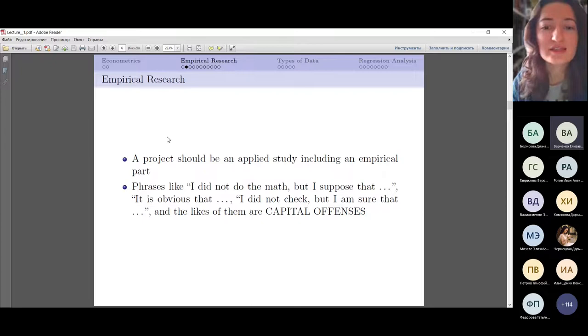So phrases like, I didn't do the math, but I suppose that, or it's obvious that, or I didn't check, but I'm sure, don't work when we work with data. These phrases are not prohibited, but they are very bad for you. These examples are from student defenses, not only from our course, but mostly from student theses at the end of the third year or other students.